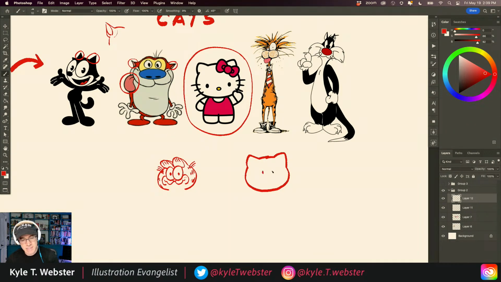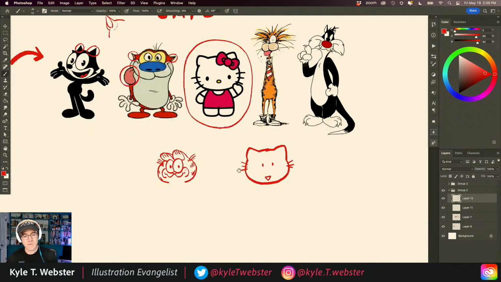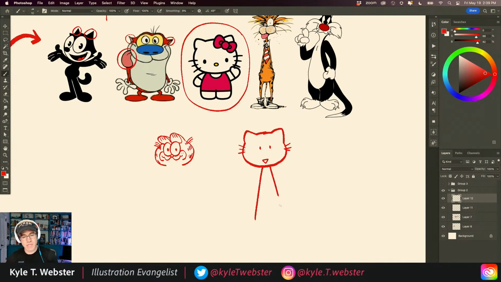So I could take the eyes and put them closer together like this and put the nose down here, and you could still say cat. Especially if I do this. Now we can do what we want with this body. We can make it a triangular shaped body with little feet like that.